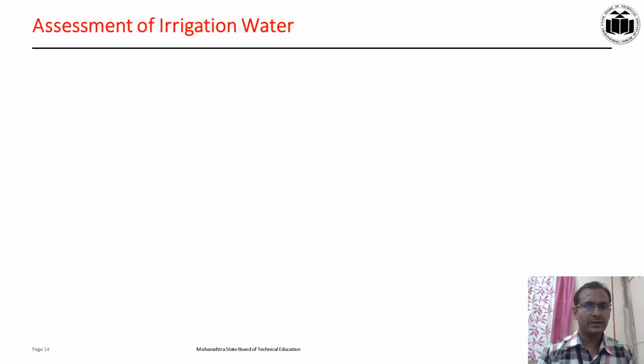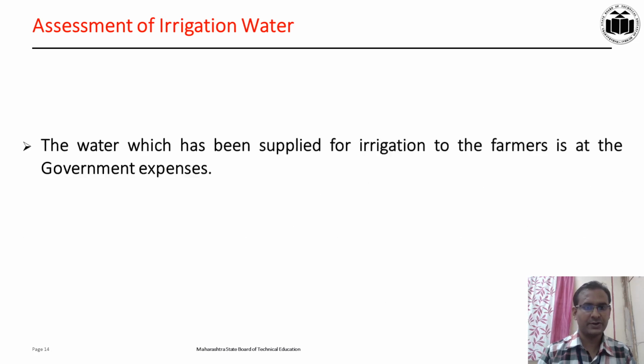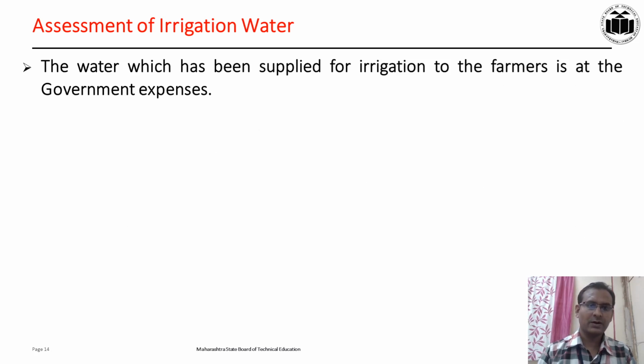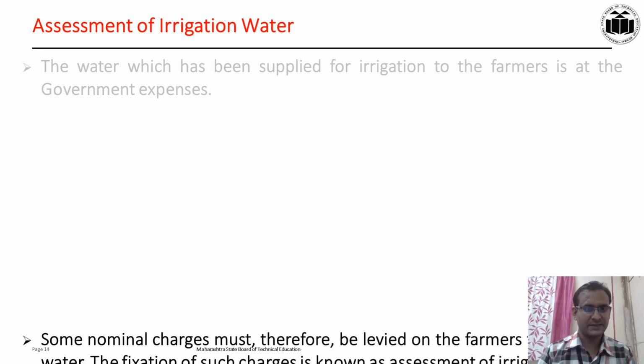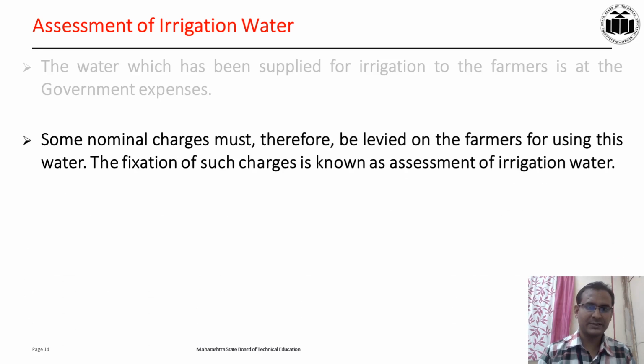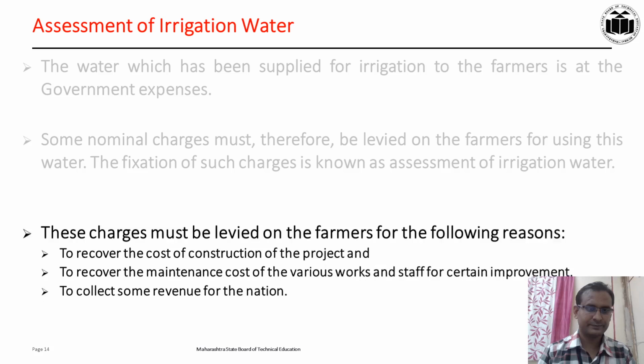Now let us see the methods of assessment of irrigation water. First of all, see what is meant by assessment of irrigation water. The water which is supplied for irrigation to the farmers is at the government's expense. Some nominal charges must therefore be levied on the farmers for using this water. The fixation of such charges is known as assessment of irrigation water.